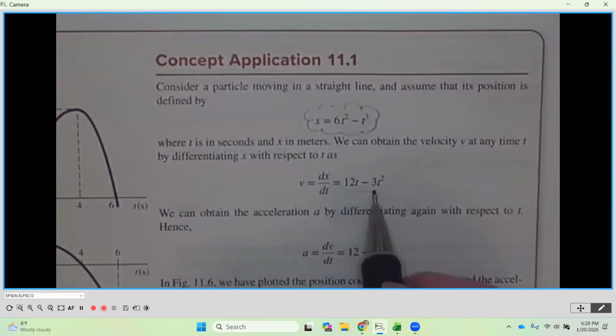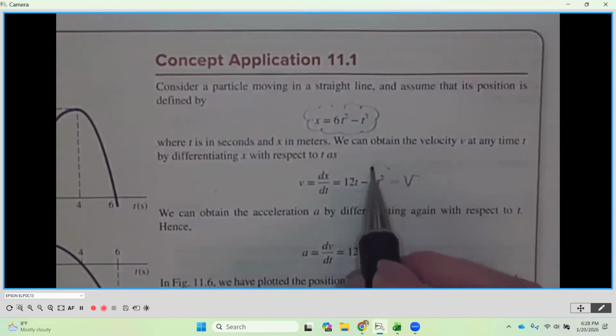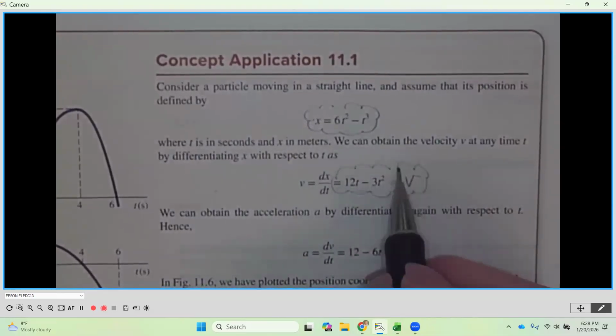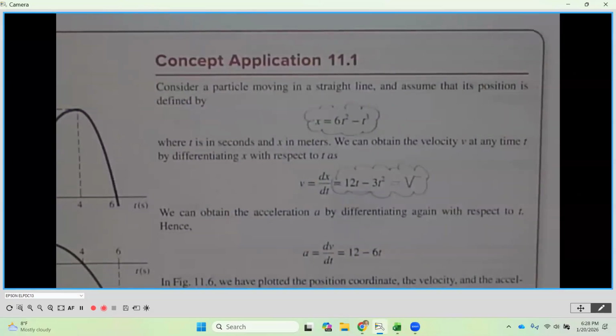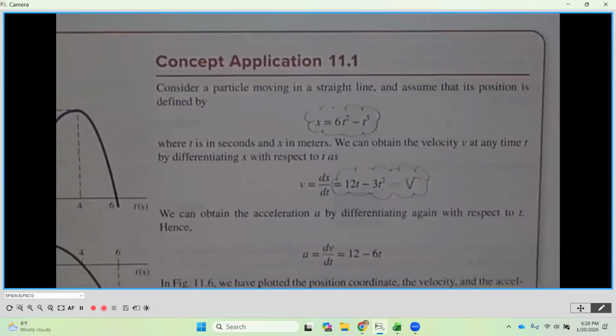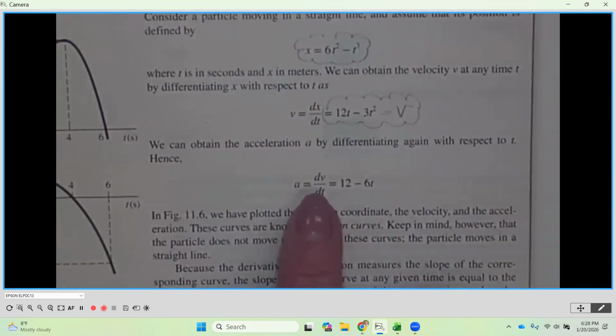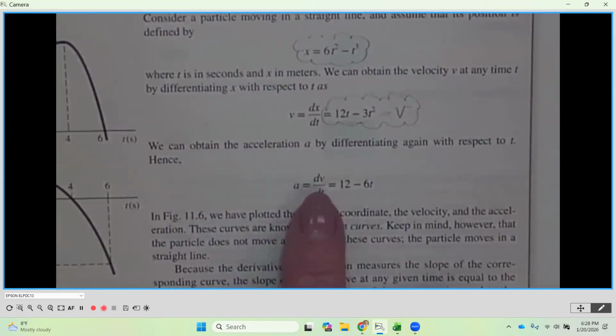So now this is equal to our equation to define the velocity with respect to time, okay? And then we do that one more time, one more derivative to get the equation for acceleration. So this is going to be, we're going to take dv, or the velocity, divided by the time.